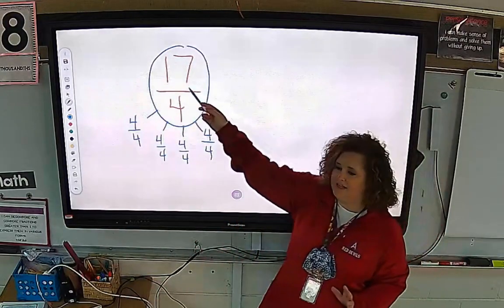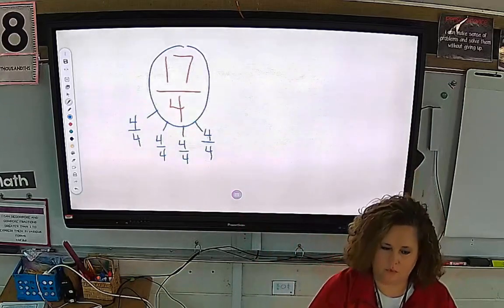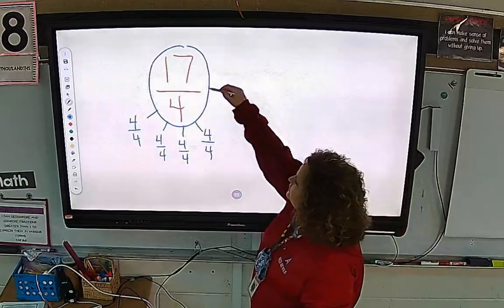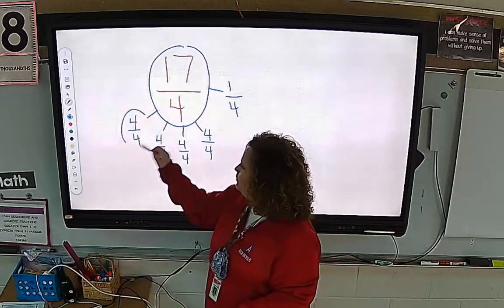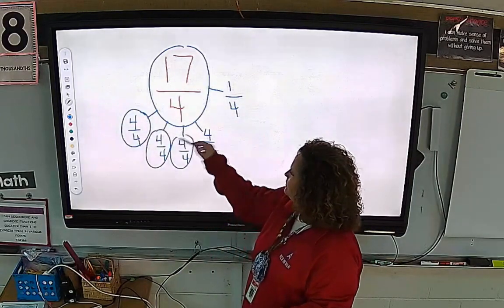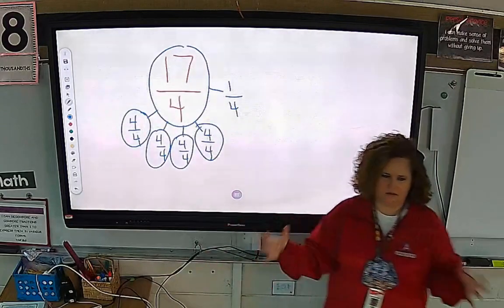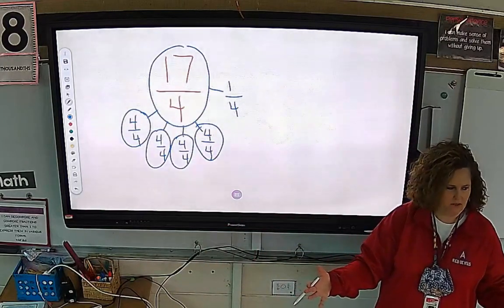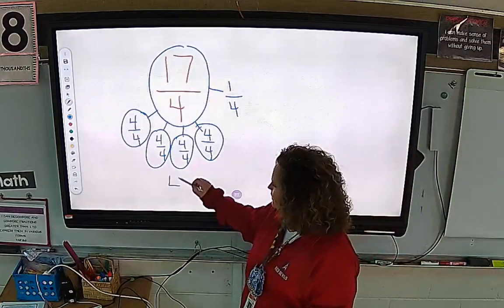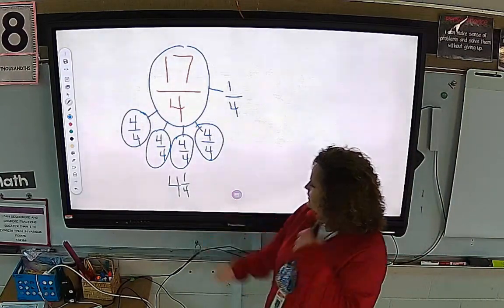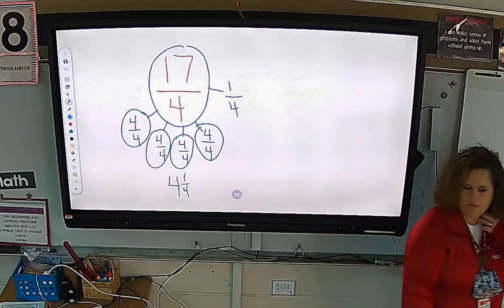Yeah, 4 times is 16. If I pull 16 out, how many have I got left over? 1. So I've got to include that. I've got to put that 1/4 is left over. So we've got one whole number, another one, another one, another one. So what is our mixed number going to be? Go ahead and finish it off. 4 and 1/4. Okay? So that's how you'd write it as a mixed number.